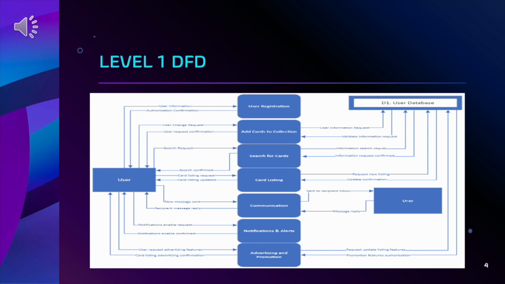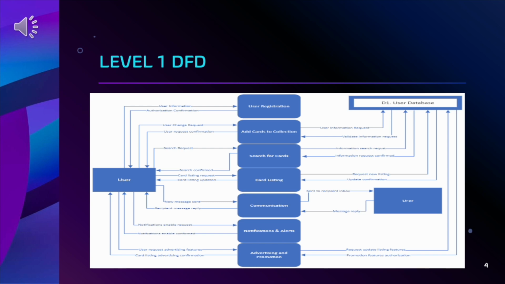Also, they could make any changes by adding to their card collection and then updating that on the user database. And lastly, of course, the database will then confirm and validate that request. Next, also, the user could search for the cards, send a request to the database, and then that database will return that data or information back to the user.